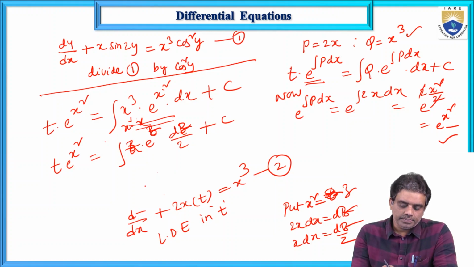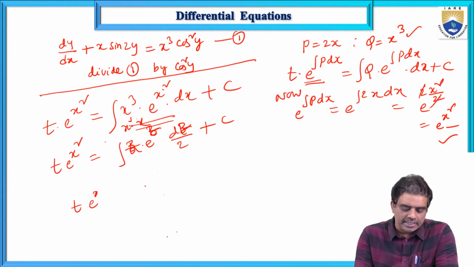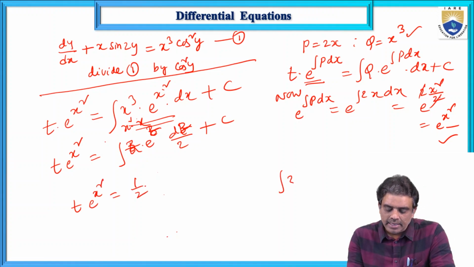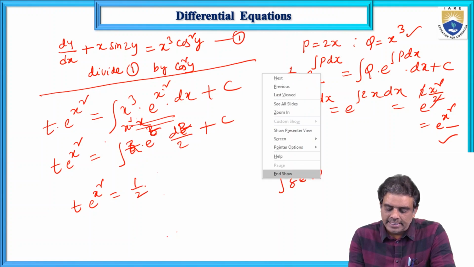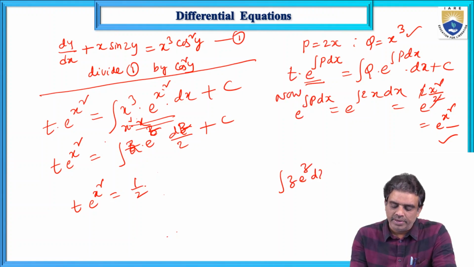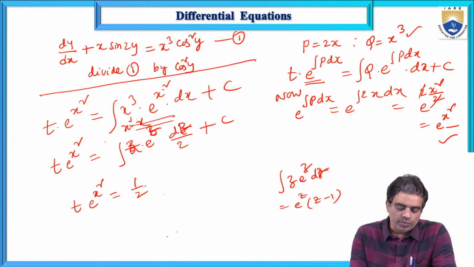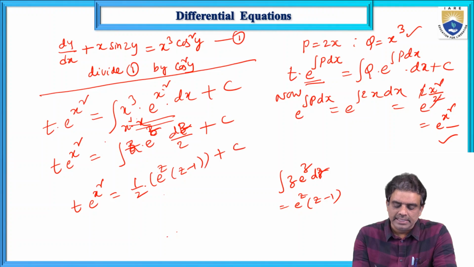So the integral of t e^(x²) equals 1/2 times the integral of z e^z dz. What is the integration? The integral of x e^x dx is e^x (x − 1). Here it is e^z (z − 1). So we get 1/2 times e^z (z − 1), that is the integration, plus c.